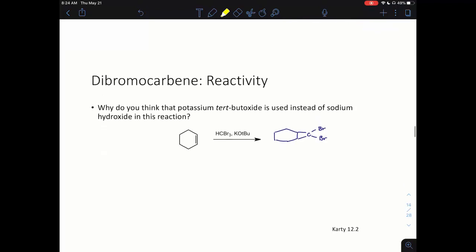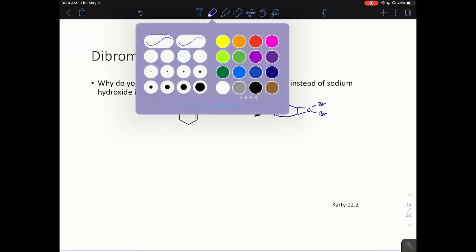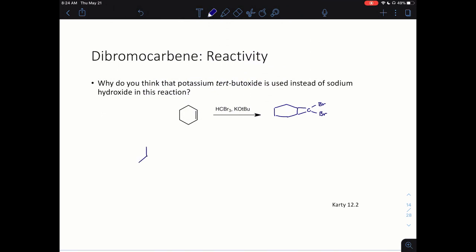So what's the deal with that? Why do you think that potassium t-butoxide was used instead of sodium hydroxide in this reaction? Well, let's think about the differences between the dibromocarbene and the dichlorocarbene.